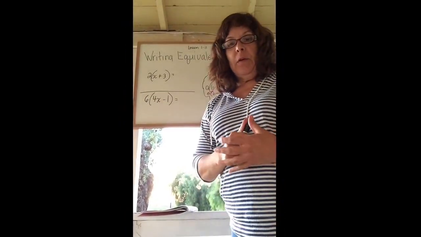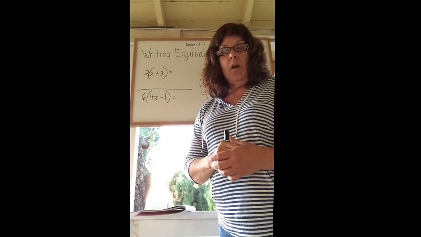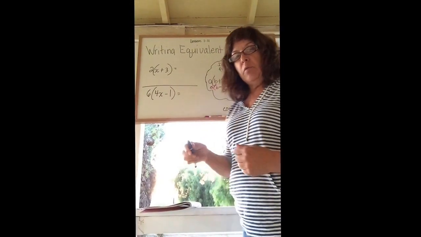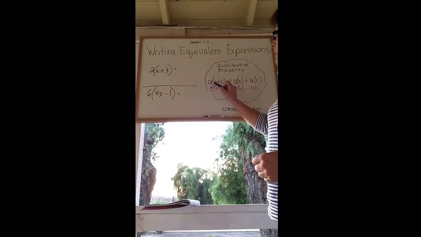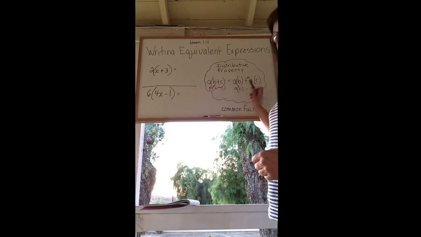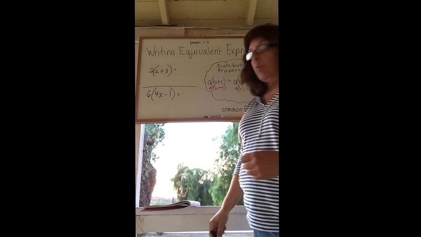Hi, it's Miss Velasco again. Here's some more problems to work on writing equivalent expressions. Quick review of the distributive property: A times the quantity of B plus C is equal to A times B plus A times C. It works the same way if instead of addition, you had subtraction in that problem.